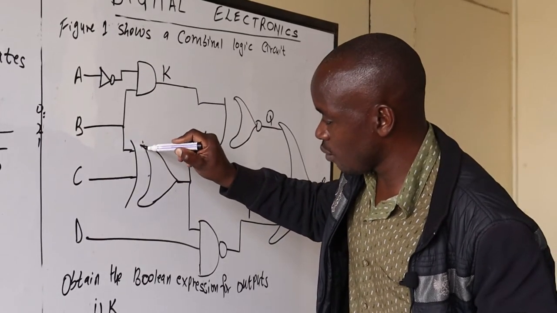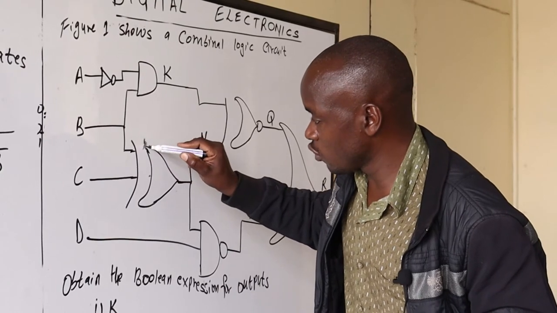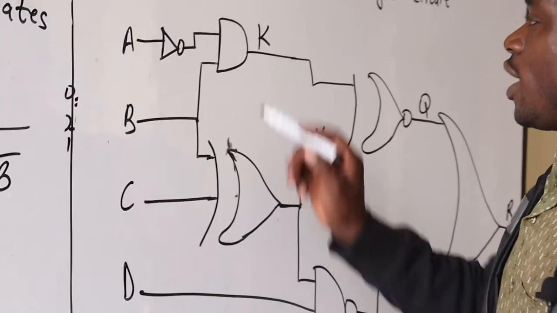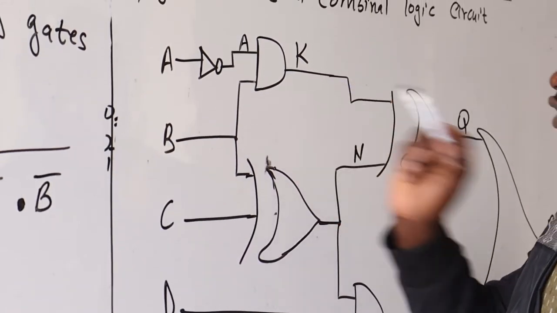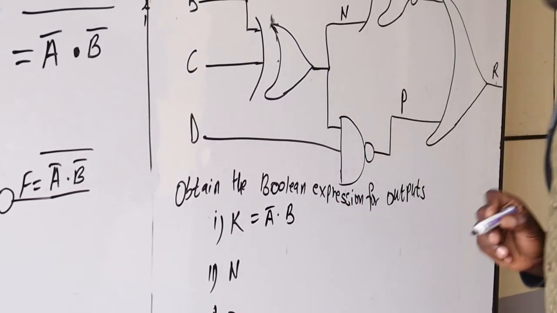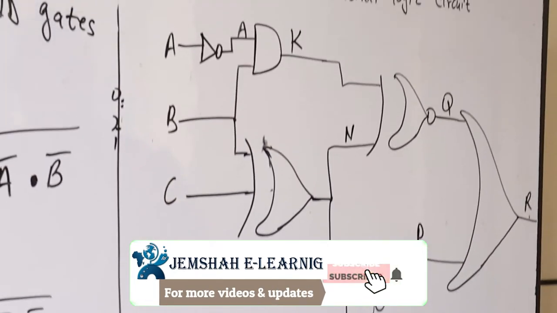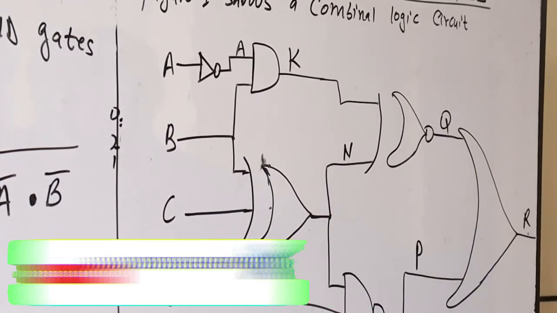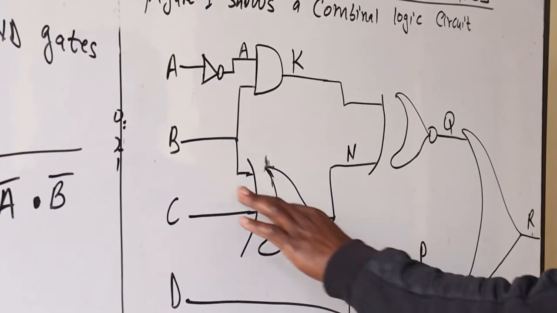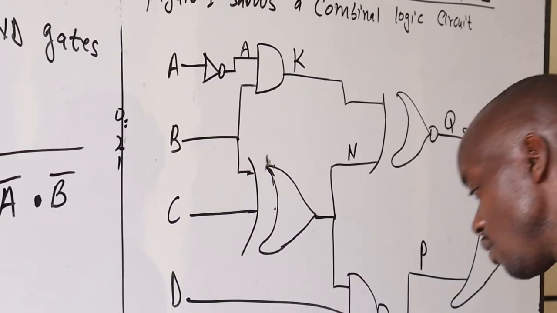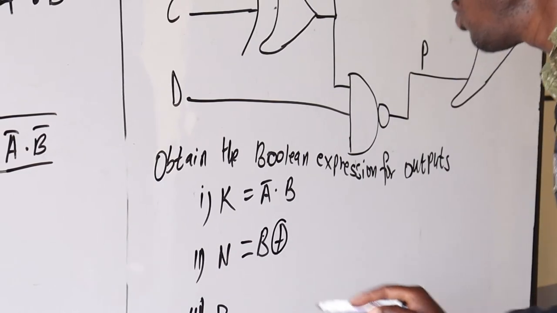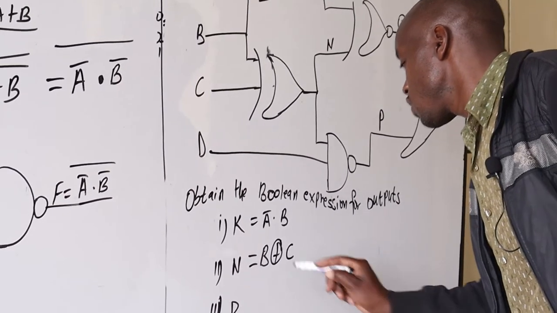So if you don't understand the Boolean expression of each logic gate, you cannot obtain the output in each state. Like now, K, if you are keen here in K, already we have A bar. So K is A bar dot B because this is an AND gate. So from here, you can say this one is equal to A bar dot B. That's K. Who is next? N. N, this gate, if you check here, is exclusive OR. I have to remember the Boolean expression for exclusive OR. And the input is B and what? C. So N is same as B exclusive OR C.